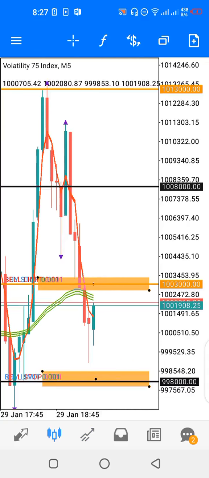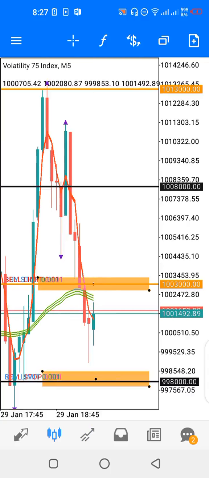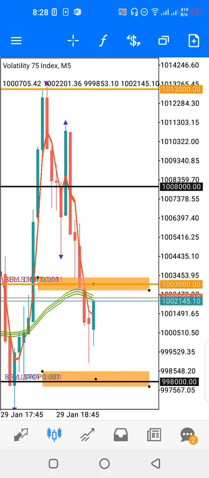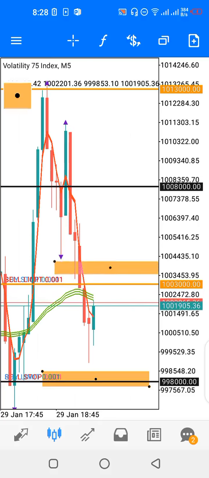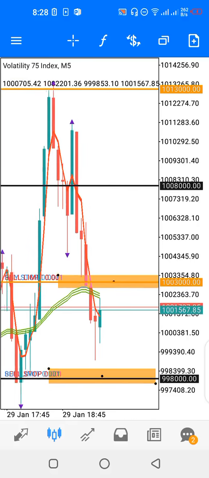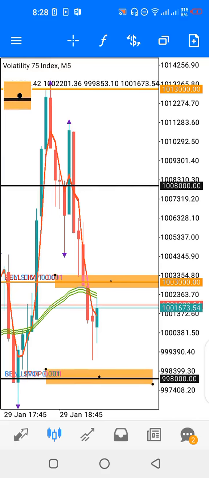As it is, price is attempting to go up, but we can't really tell until we are on a 5-minute time frame, until the current 5-minute candle closes. But for now, price is attempting to go up. If price goes up, it's going to trigger the buy stop and the sell limit above. Then I have to delete the sell stop and the buy limit.